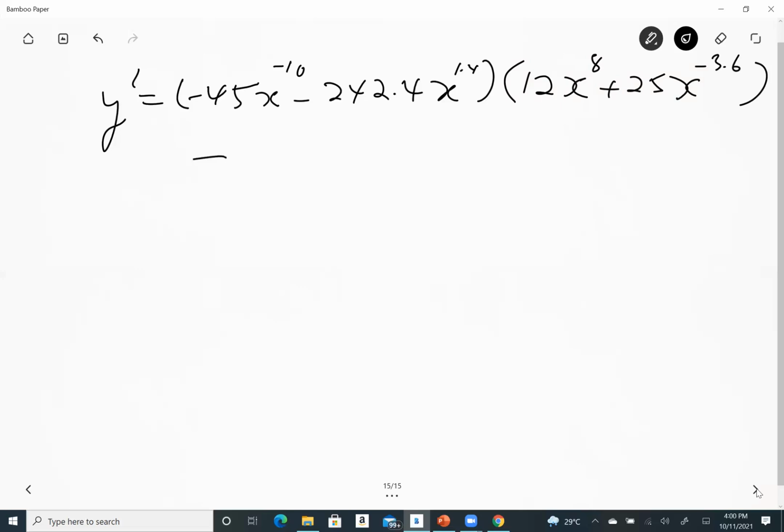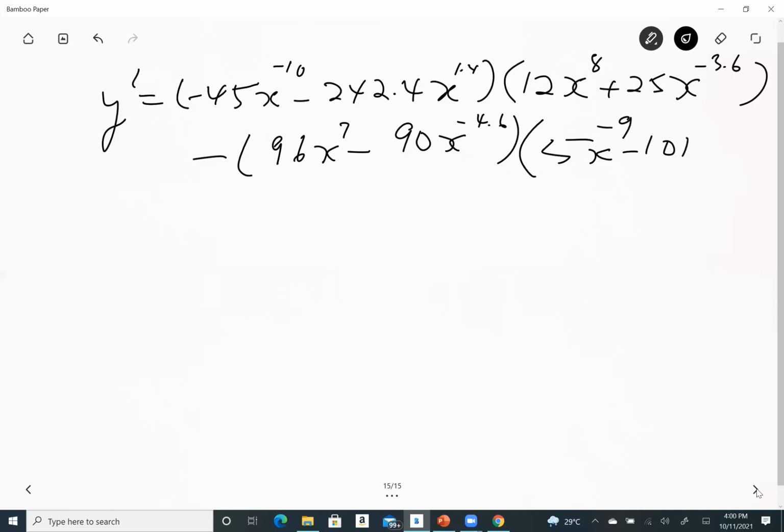Minus, okay, v prime times u. So v prime, we have 96 x to the power of 7 minus 90 x to the power of -4.6 multiply u, 5 x to the power of -9 minus 101 x to the power of 2.4. That's only the top. Okay, that's the top. You have to divide everything by v squared.